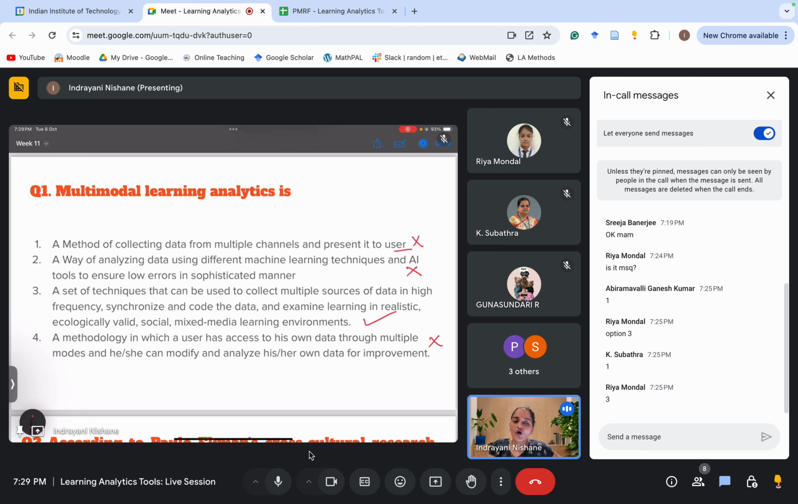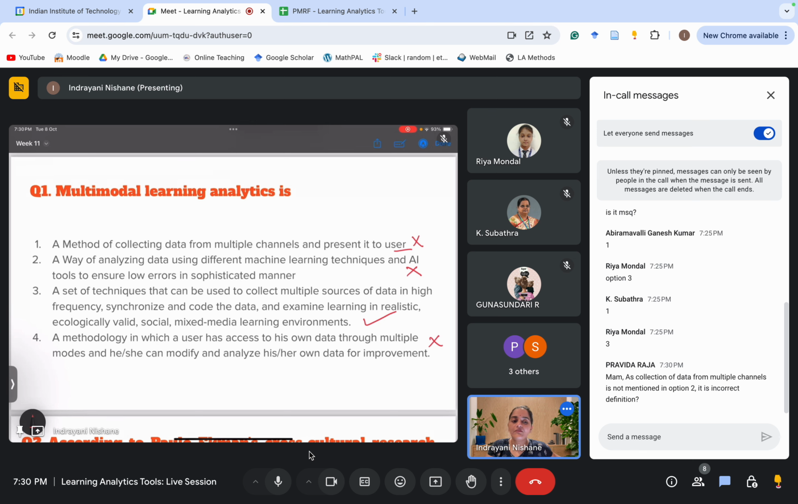All this we do because we want to examine learning in realistic, ecologically valid, social and mixed media learning environments. In classroom learning, it is not only the teacher talking and the student listening. It is not simple, it is very complex. So when we are capturing different information, like capturing with a microphone what is going on in the group when a collaborative study is happening, that helps us understand the valid social setting, the valid ecological setting of our teaching learning processes. This is how we gain a better understanding about learning environments and learning media also.